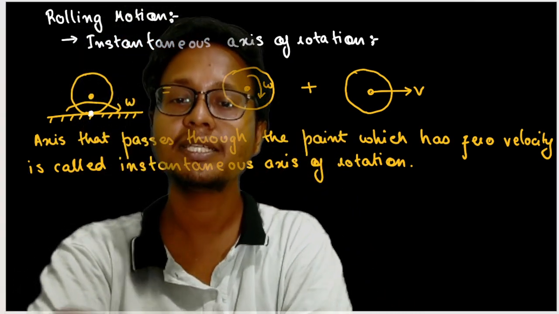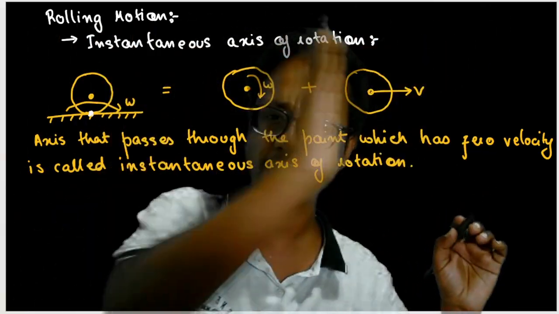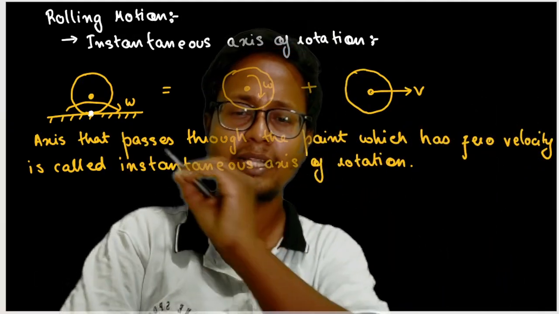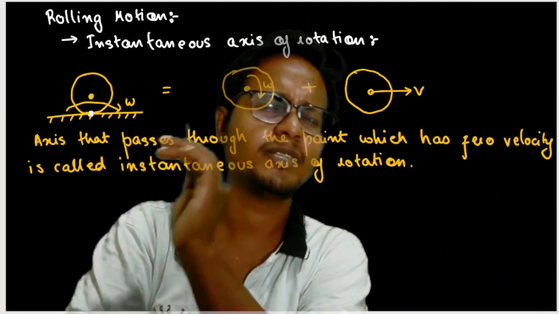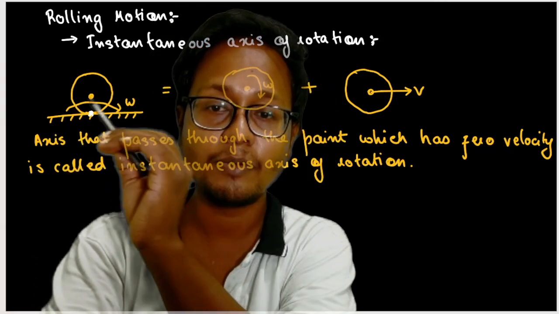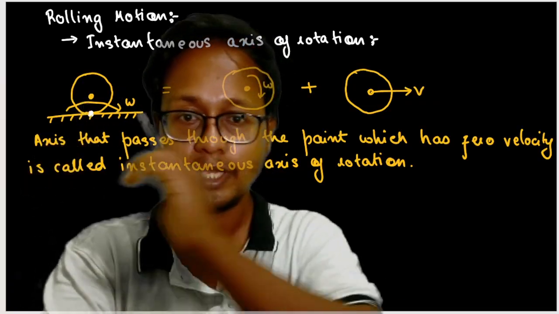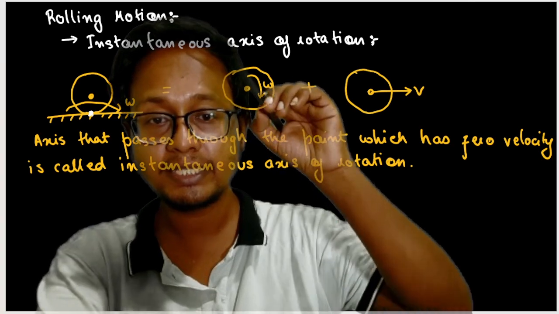Suppose a car is going at 100 kilometer per hour. We convert that into meter per second and it comes to some meter per second. That means the wheel is rolling with a certain angular velocity, and let that angular velocity be 25 radians per second. Who is observing this angular velocity? Someone on the ground. Now if I pick my observer and put him at the instantaneous axis of rotation, he'll see the center.